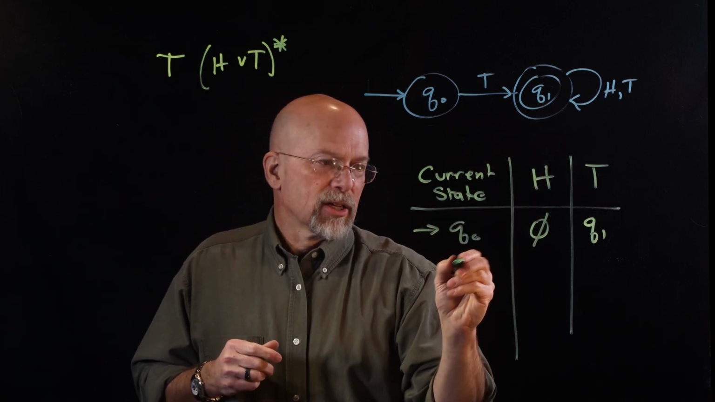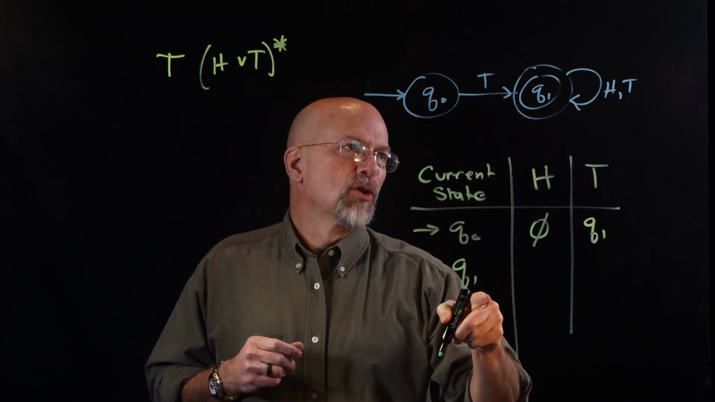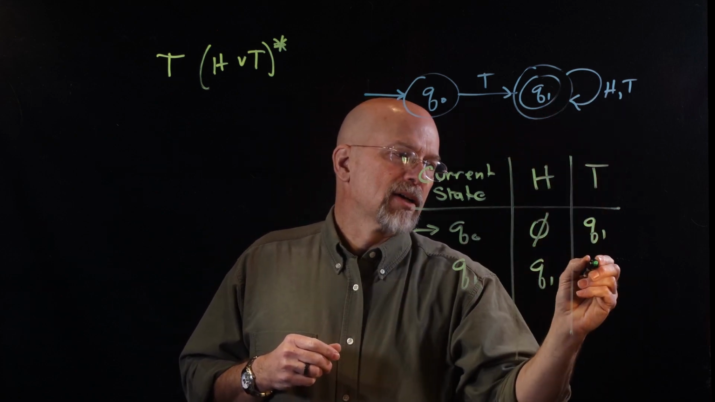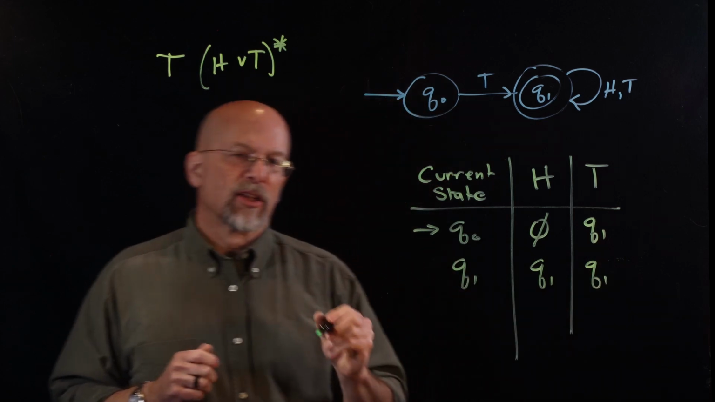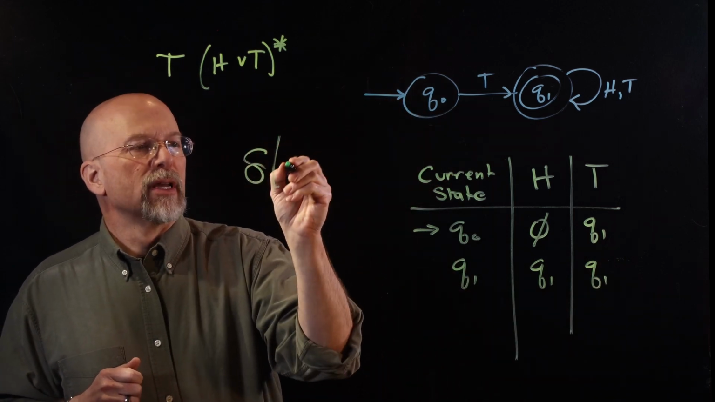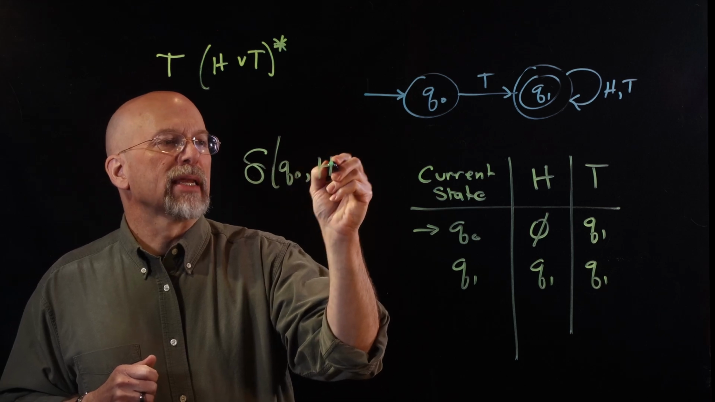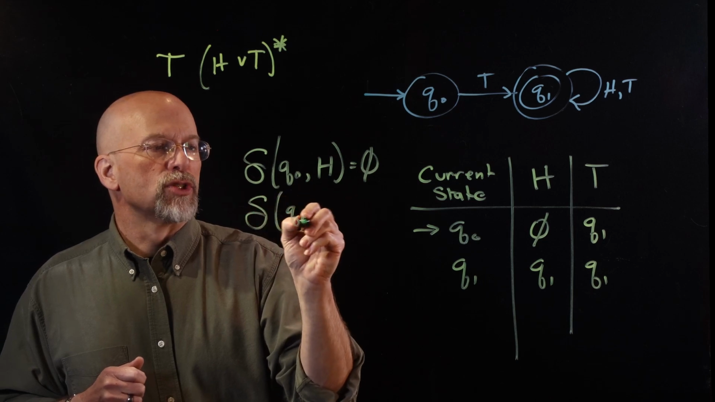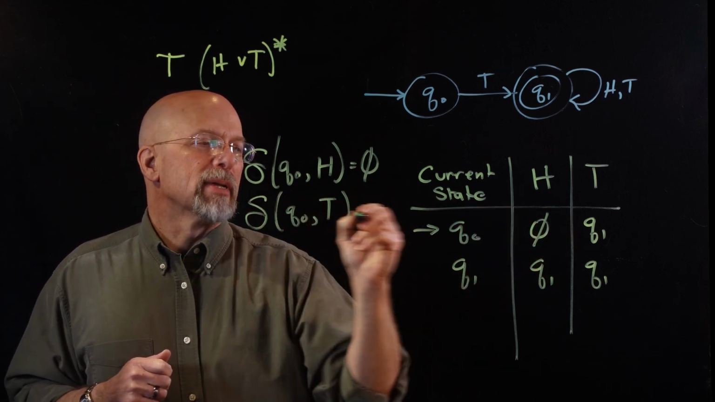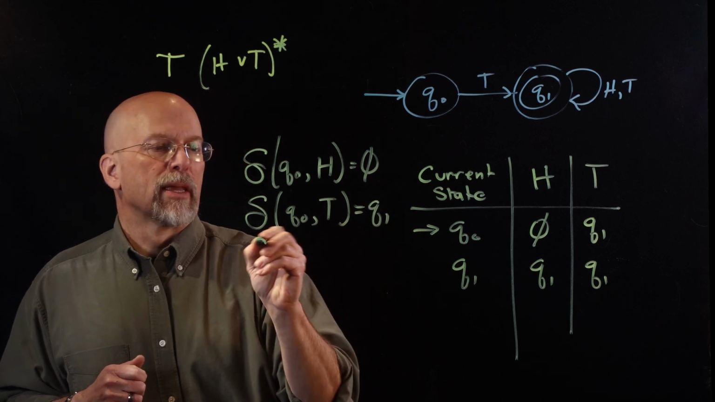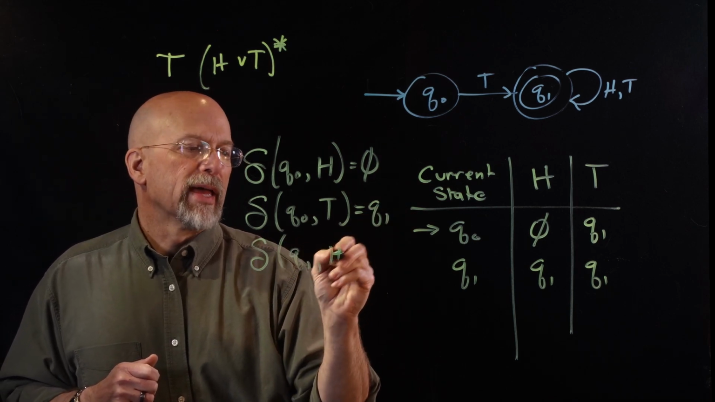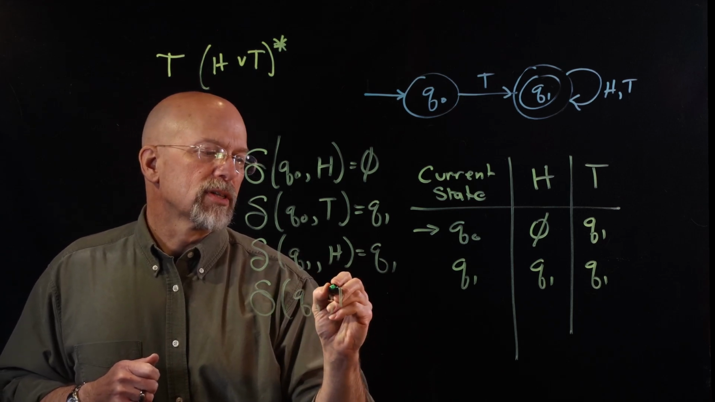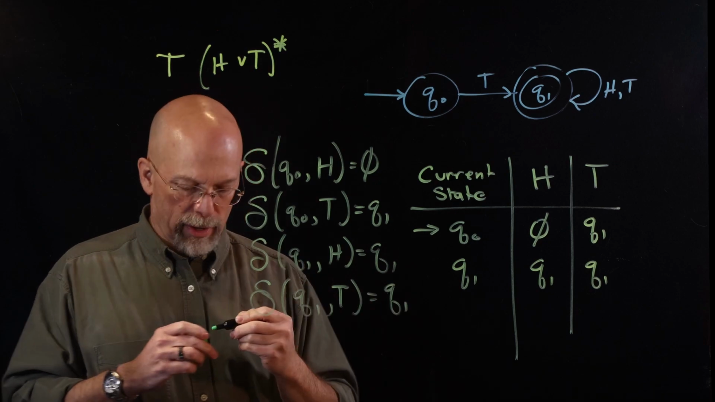If I get a tails from Q0, I go to Q1. Now, my next state, Q1. If I'm in Q1 and I get a heads, I go to Q1. If I'm in Q1 and I get a tails, I go to Q1. Let's take a look at our transition function, delta. If I'm in Q0 and I get a heads, that goes to the empty set. If I'm in Q0 and I get a tails, that means I'm going to Q1. From Q1 with a heads, we go to Q1. And from Q1 with a tails, we also go to Q1.